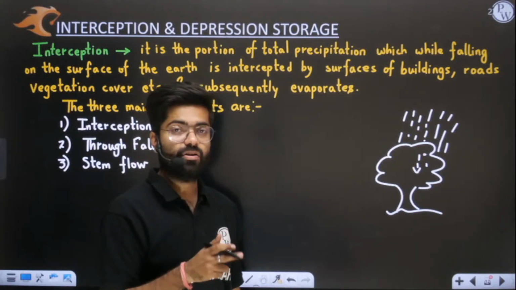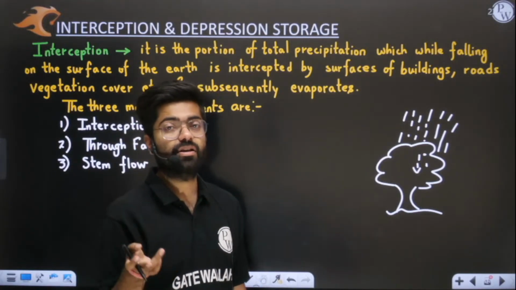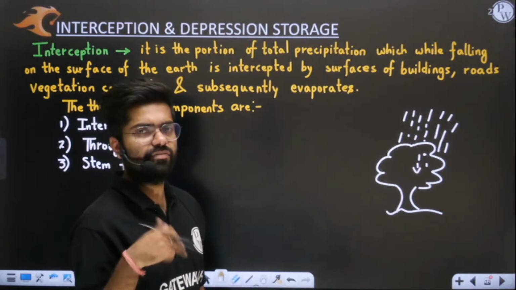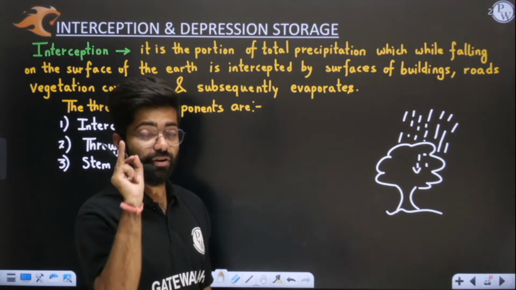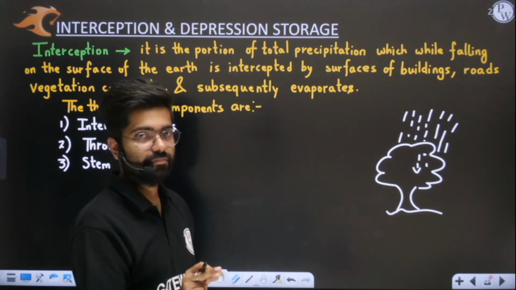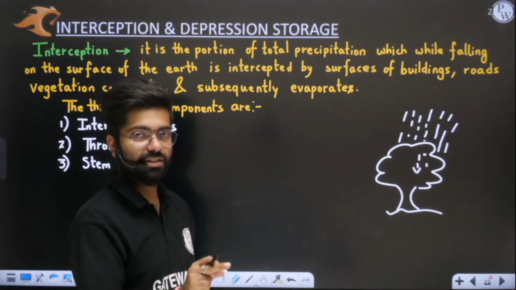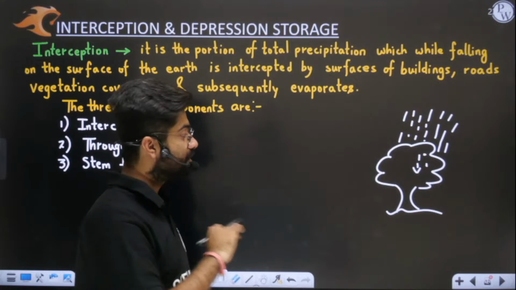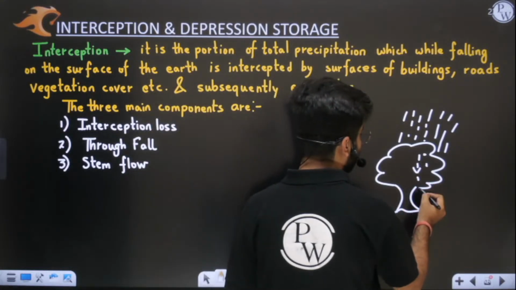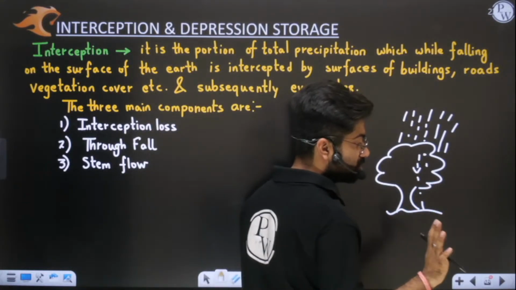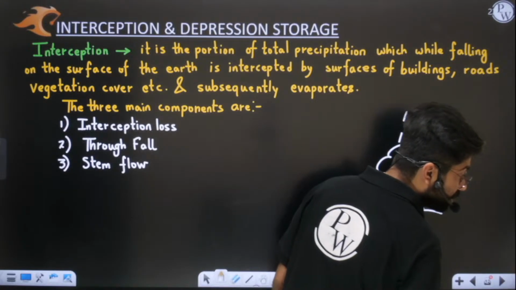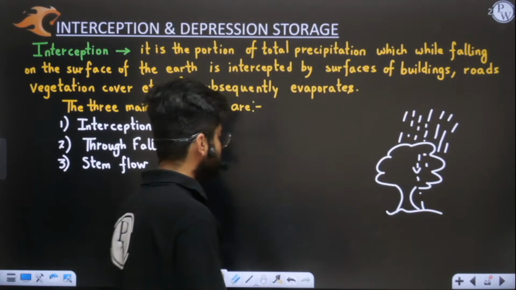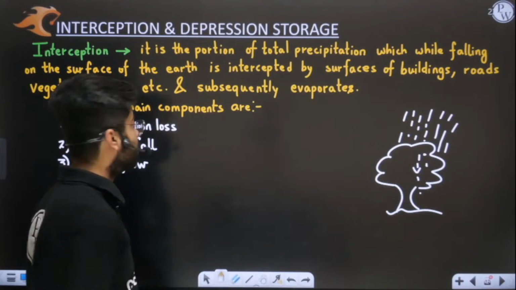But if it reaches the ground, then it is not interception, because once it reaches the ground, then it will infiltrate. So we are not interested in that. We are only interested in that portion of total precipitation which is not reaching the ground. See, this drop of water should not fall on ground. Yes or no? Perfect. Yes, dear. Yes. Tell me, what is your doubt? So this is your through fall.